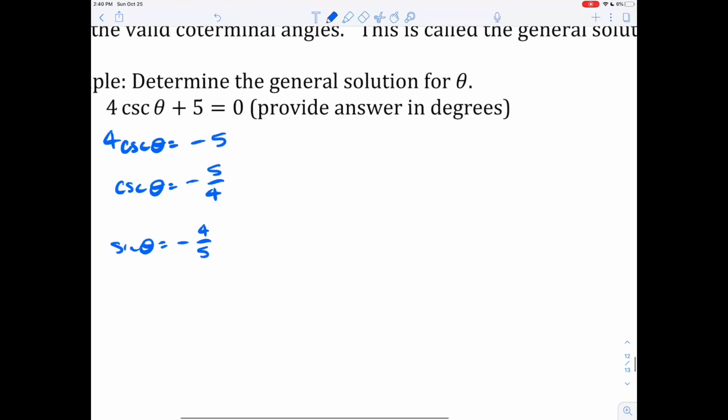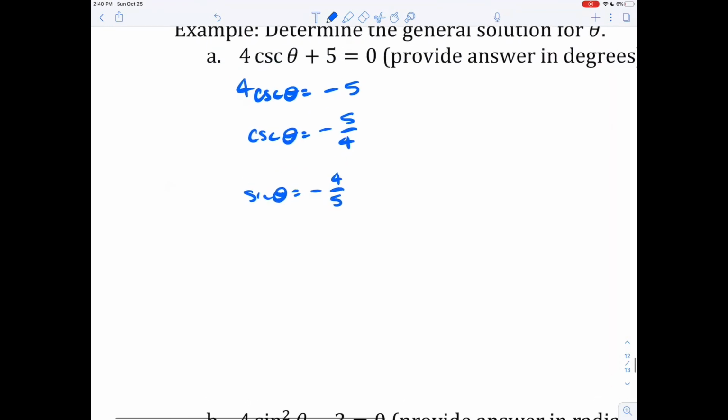So definitely have to use a calculator for this one. My reference angle is inverse sine of positive 4/5. Well, I better switch my calculator back to degrees. Otherwise that would be devastating. So inverse sine of 4/5 gives me an angle of 53.130 degrees.